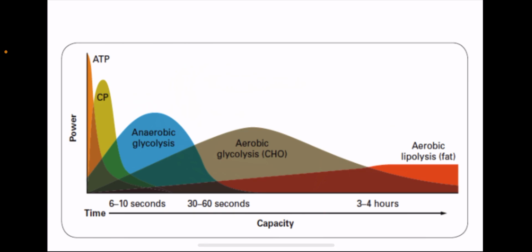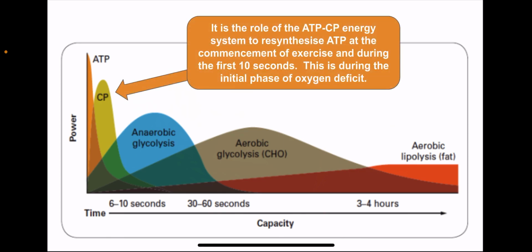If we look at the interplay and how our energy systems contribute together, we can see that CP is only able to contribute as the main contributor during continuous performance for around the first 10 seconds. It will still contribute indefinitely in very, very small amounts, but until we have a certain type of recovery, we are not able to replenish these stores. So it is the role of the ATP-CP energy system to resynthesize ATP at the commencement of exercise and during the first 10 seconds. This is during the initial phase of oxygen deficit.